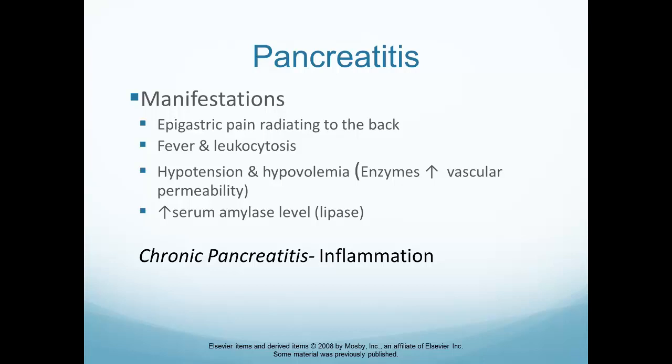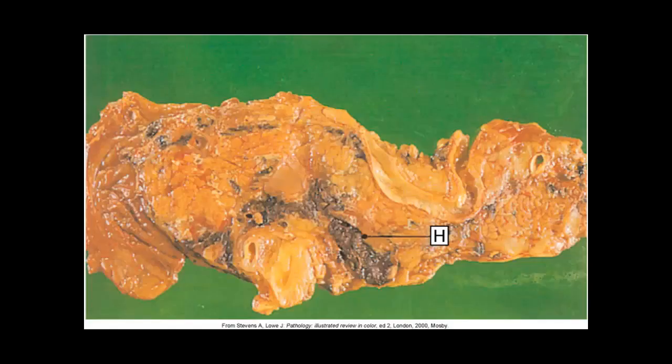One of the diagnostic tests we're going to look for in pancreatitis is an increased serum amylase and lipase level. This is a picture here of a patient who has chronic pancreatitis. Notice that pancreas doesn't look anything like a pancreas anymore. Okay, that pancreas is all chewed up. It's supposed to have a different kind of shape. It doesn't even look like a pancreas.